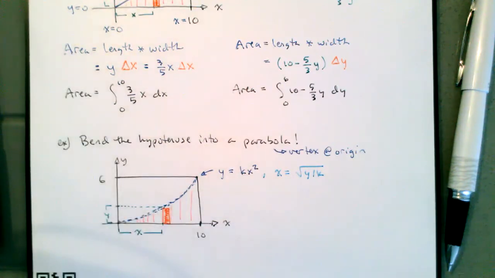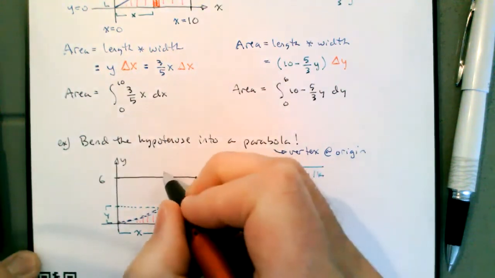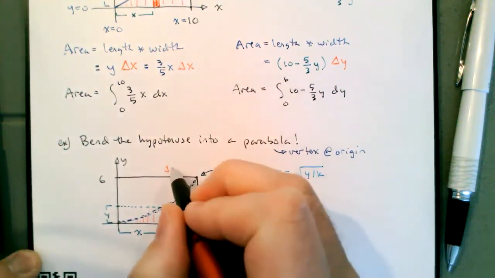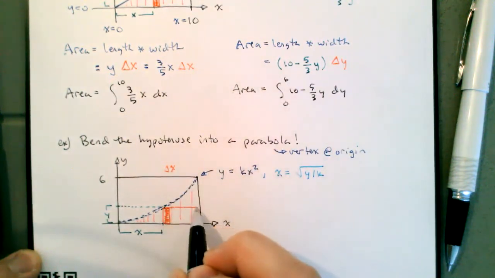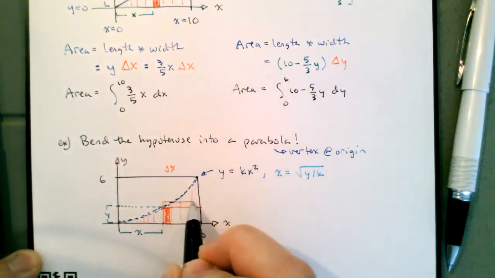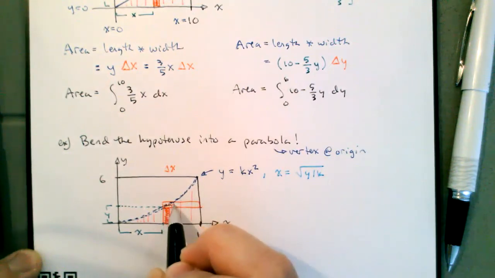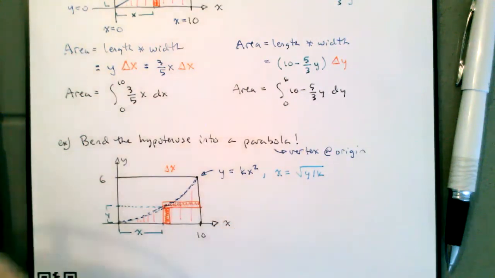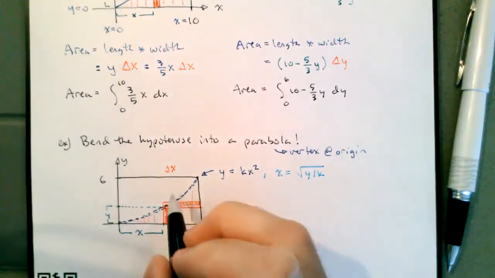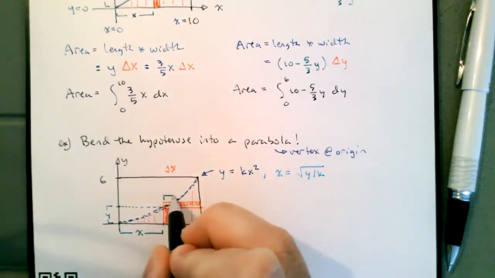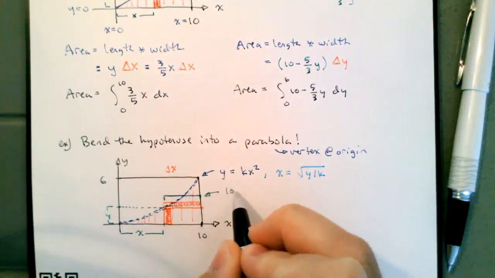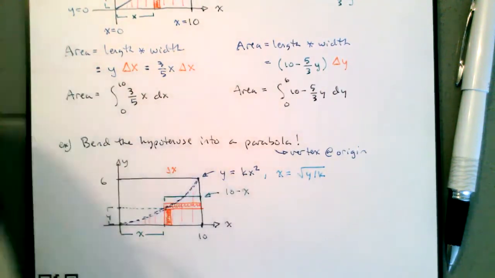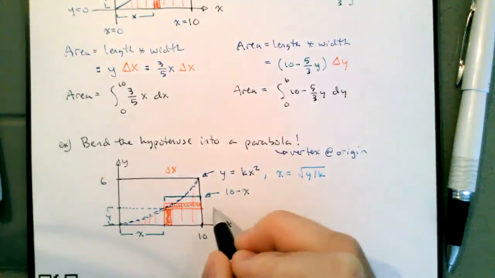If we slice it delta x, then it doesn't really matter because we're just going to be using kx squared. But when we slice delta y, I don't want x. I'm not integrating x. I want this piece here, which is 10 minus x. So in the delta y problem, it matters.